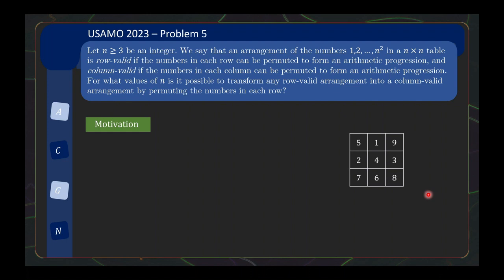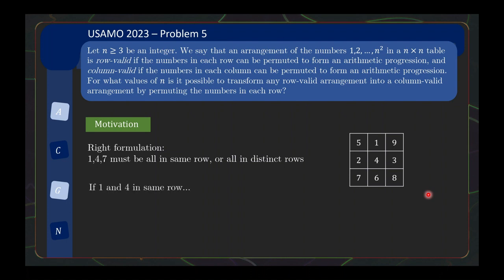So, in a general row valid arrangement, must it be the case that 147 be in distinct rows? This will allow us to arrange the rows so that 147 ends up in one column. And must it be the case that 258 be in distinct rows and 369 be in distinct rows? Well, the right formulation turns out to be that either 147 must all be in the same row or all be in distinct rows. The way to see this is quite straightforward. If 1 and 4 are in the same row, there's basically no way to insert a number in between to still get your AP. So you're forced to have 147 in the same row.